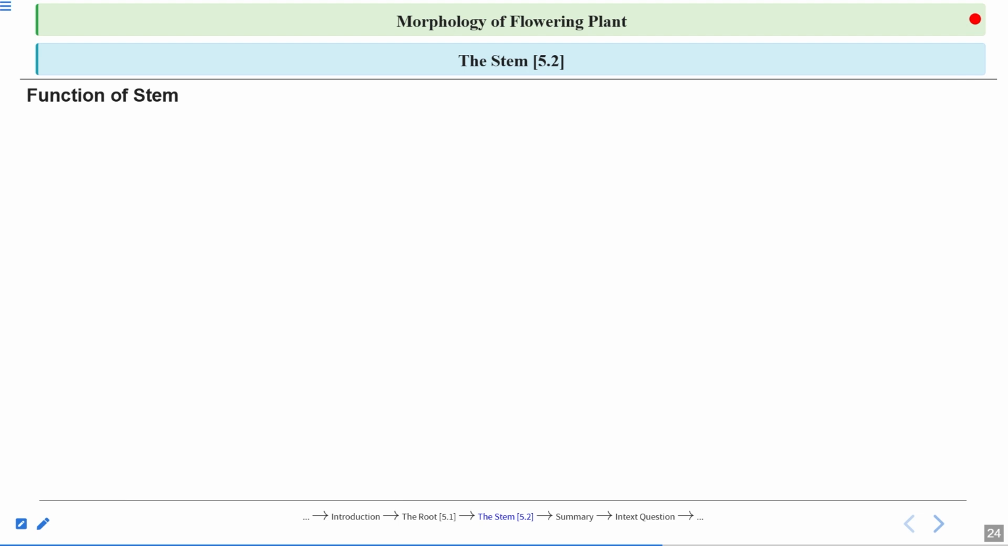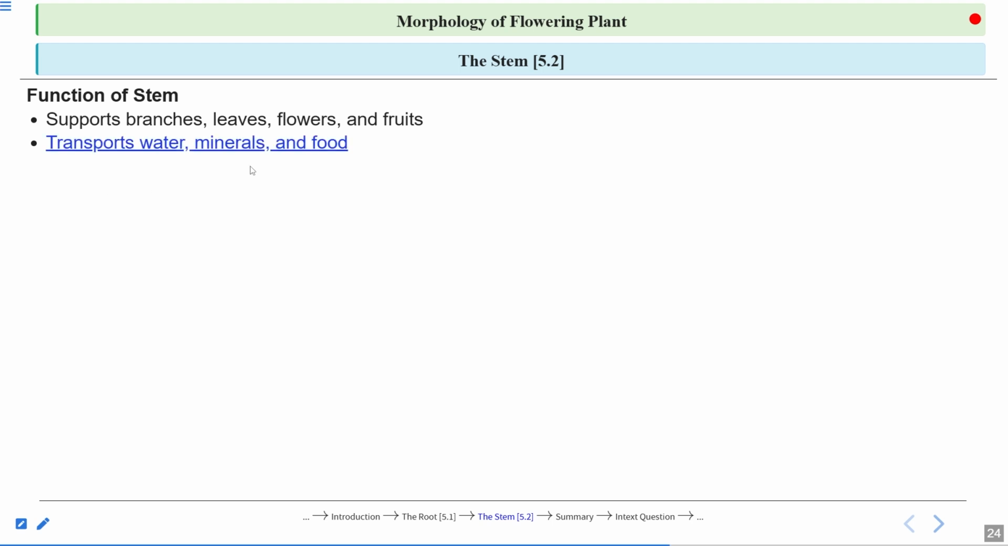Now function of a stem: support branch, leaves, flowers and fruits. All are attached to this stem only, so they get support from this stem. Transport water, minerals and food. They are helping in the transportation of water, minerals and food material, because in the stem only they have the vascular bundle, right? So this stem is helping from inside. There is a channel of vascular bundle, the vascular tissue. So that is transporting the water, and also the food material.